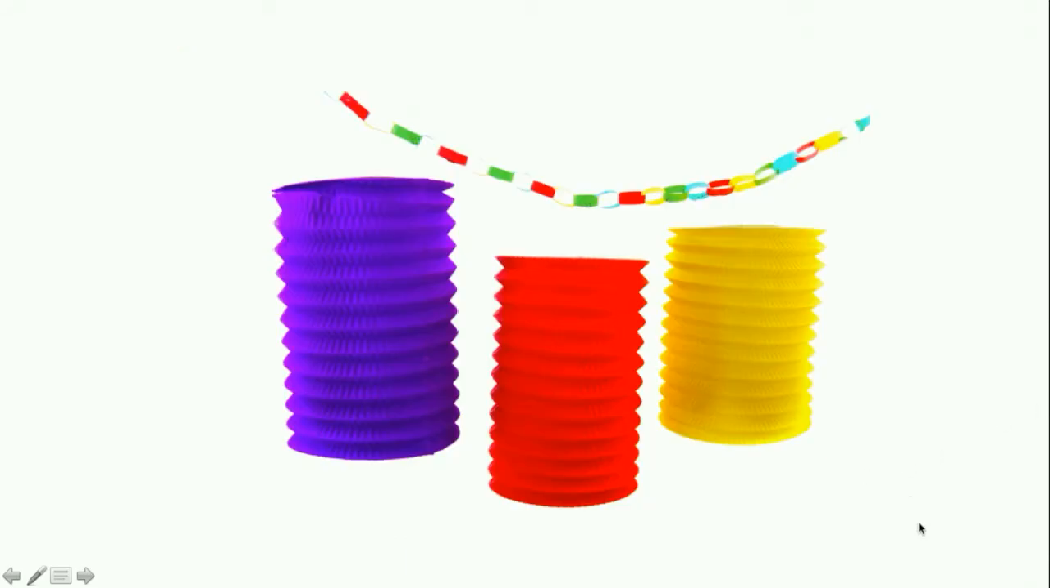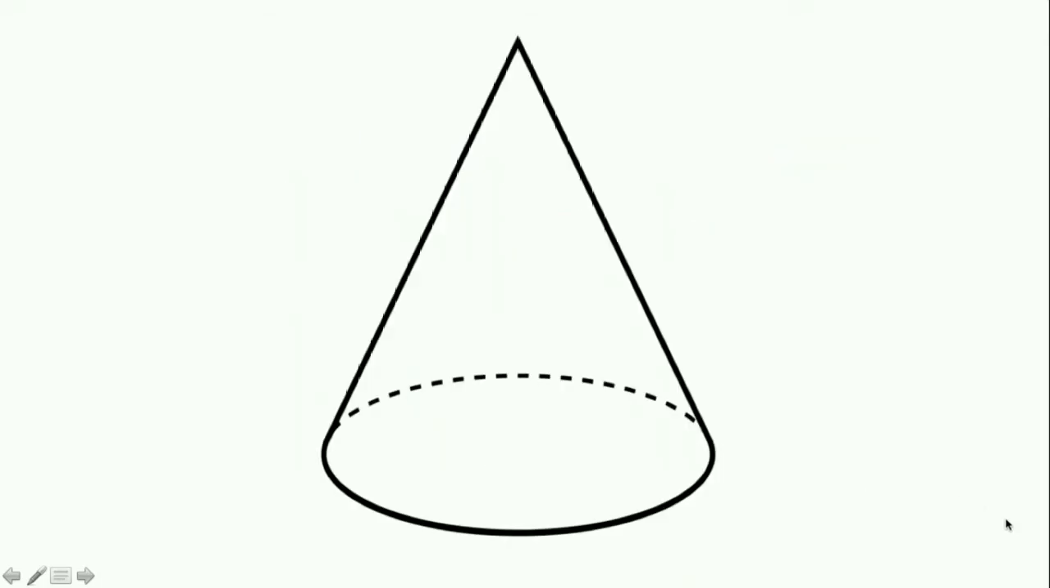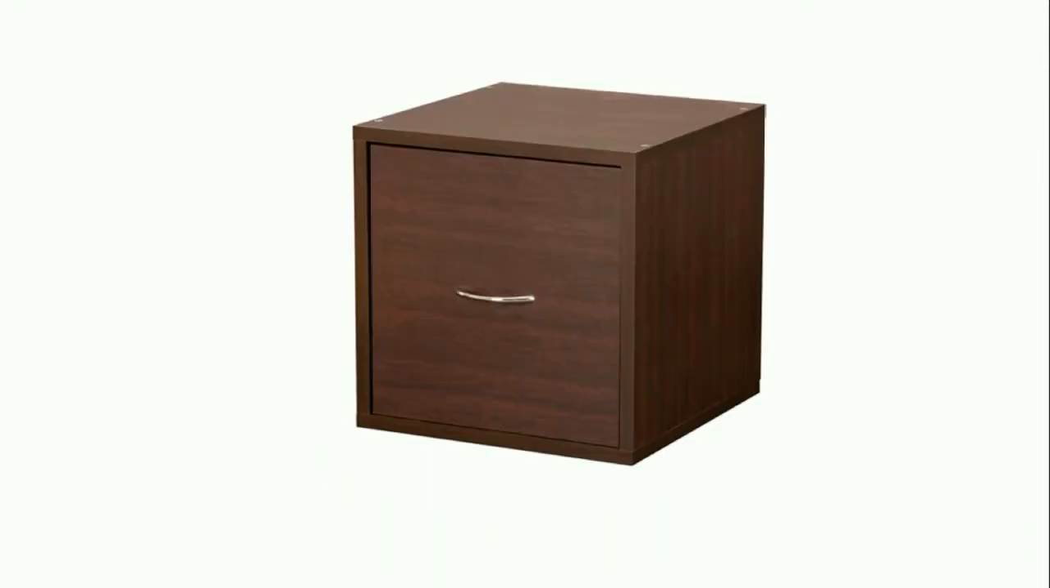Oh, check out this cool party decor. Very nice. These party decorations here are cylinders. Nice. Check out this drawing. What shape is it? This is a cone. Good job. All right, we have a drawer here. What shape is this drawer? The drawer is a cube. Nice.